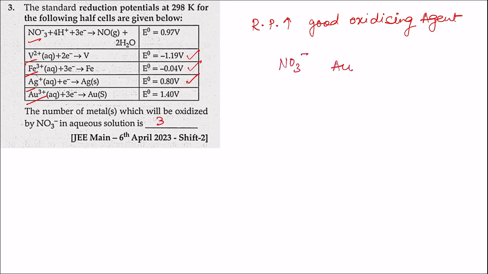But what happens when nitrate and gold ion both are present in solution? Now since the reduction potential value of gold is greater than nitrate, here it can be seen that the reduction potential value of gold is greater than the nitrate. So here gold will not be oxidized by nitrate ion.